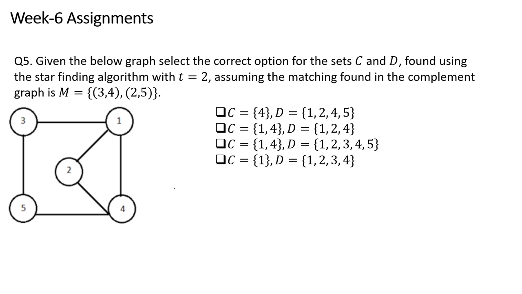So if I draw the complement graph here, in the complement graph there will be an edge between 2 and 3, an edge between 2 and 5, and there will be an edge between 1 and 5. There will be an edge between 3 and 4.